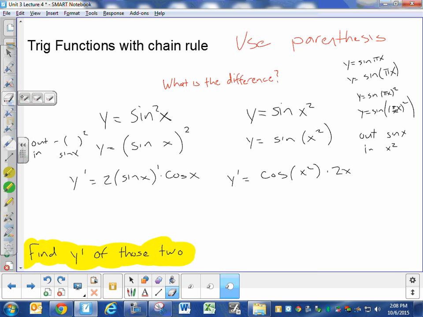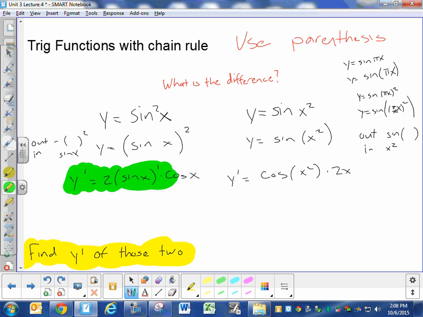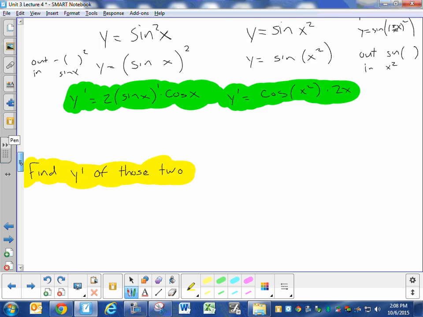I guess I should have made this outside make a little bit more sense by doing it the sine of stuff. Okay? We should see the differences. In this one, I took the derivative of the stuff being squared to stuff to the first power times the derivative of the inside. Here, I took the derivative of the sine first, which is the outside. I got cosine of x squared times 2x.